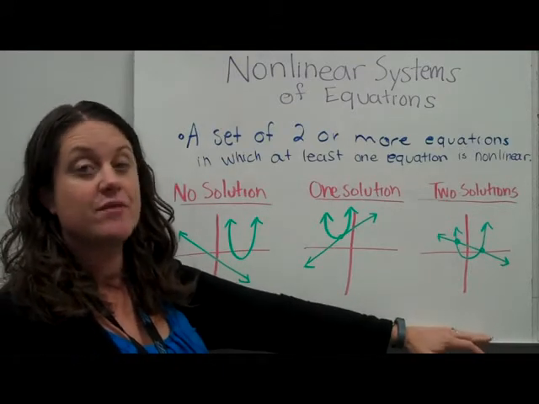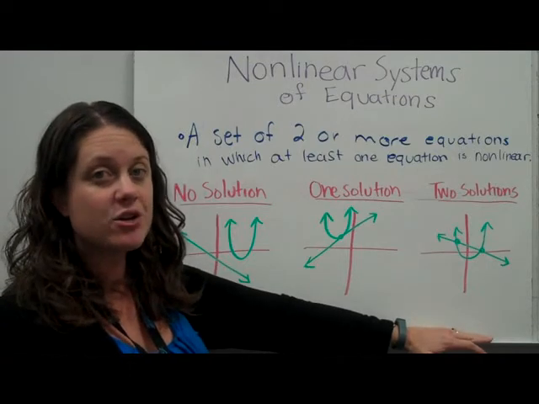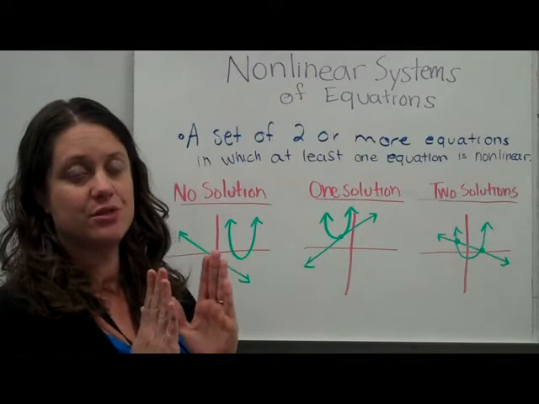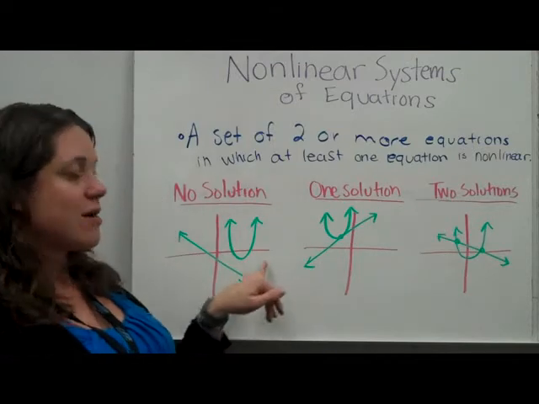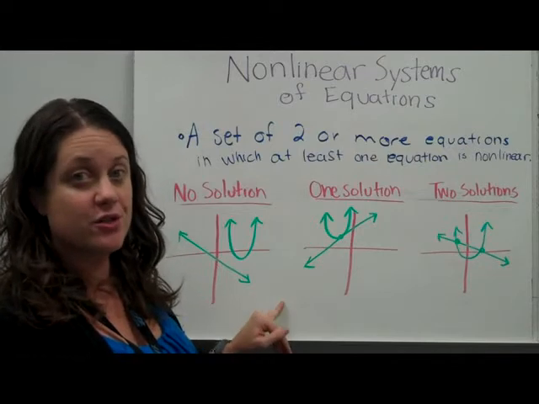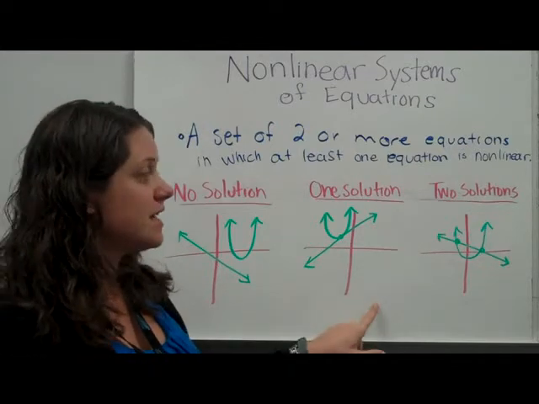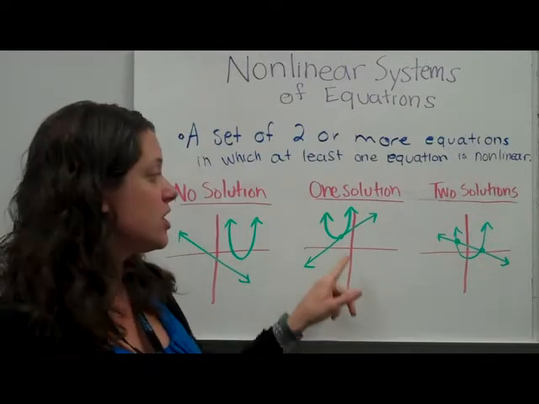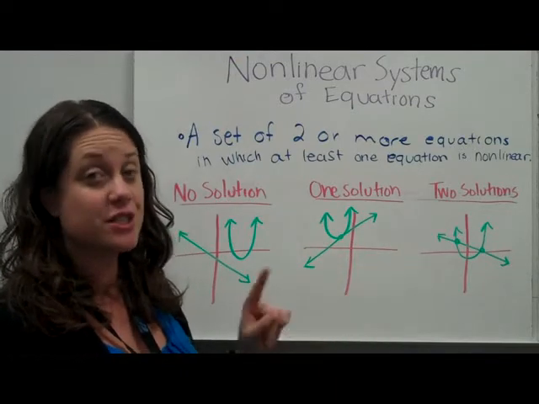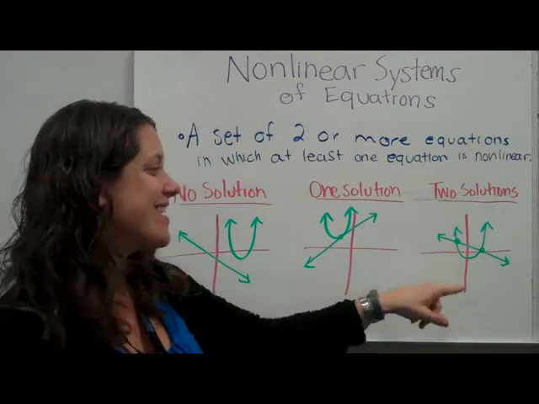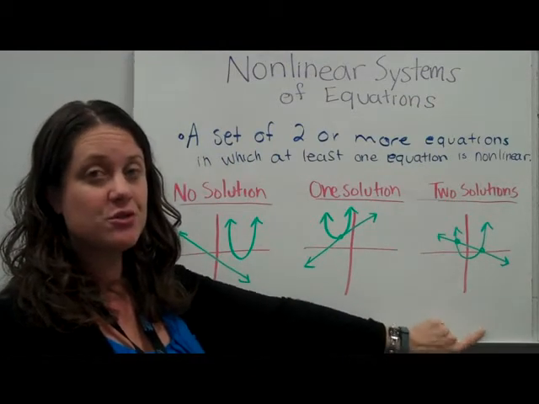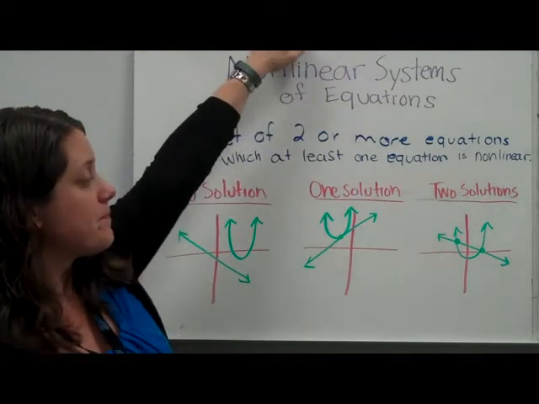Okay, so here are the three possibilities. It is possible they could have no solution. If you remember in linear equations, it was when they were parallel that they had no solution. In this case, it's just when they're not near each other on the graph, so they don't ever cross. So there's no solution. Secondly, it could have one solution. It looks a little bit like a tangent line where it just barely touches the quadratic, but in just one point. And the third one, it could have two solutions. So it is possible to have two solutions on these systems.